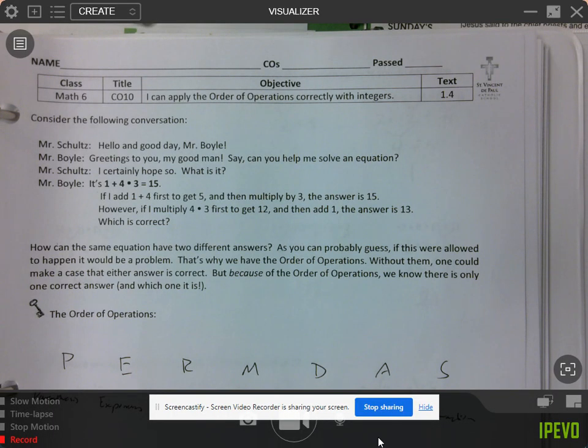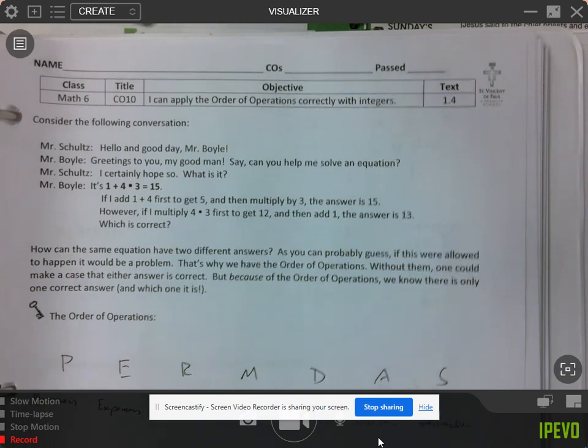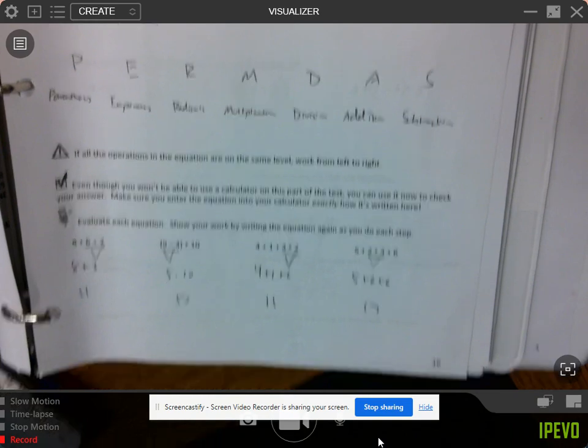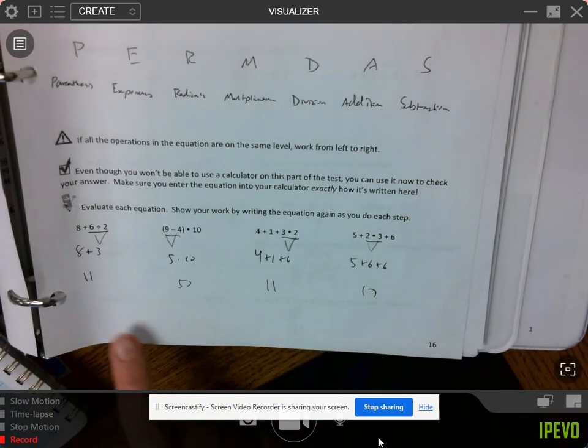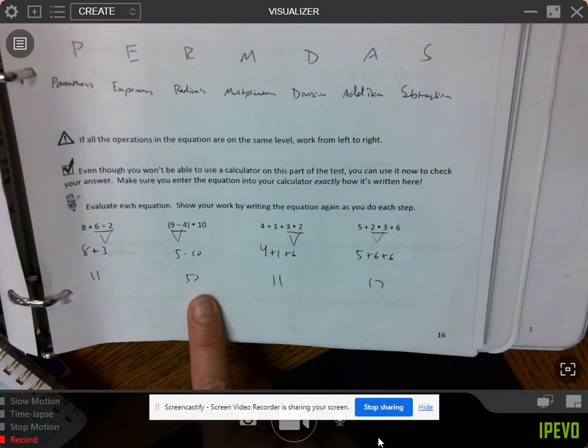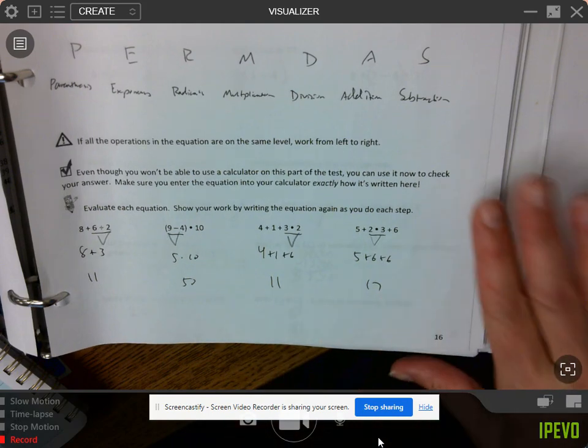Good morning. Today we are correcting CO10, our last objective in Unit 1. So we were working on that order of operations, working with PERMDAS. So we did that bottom part of this page together. We got 11, 50, 11, and 17.